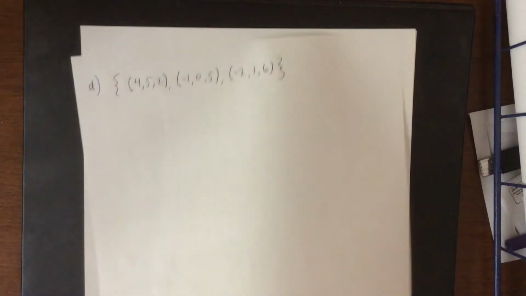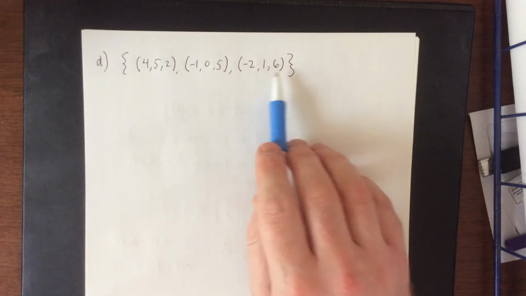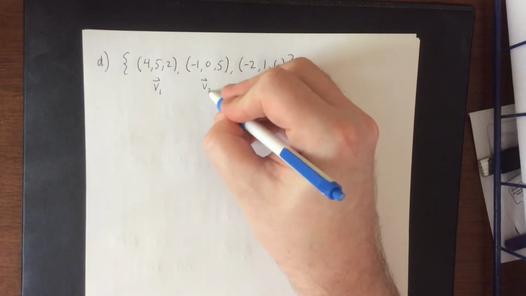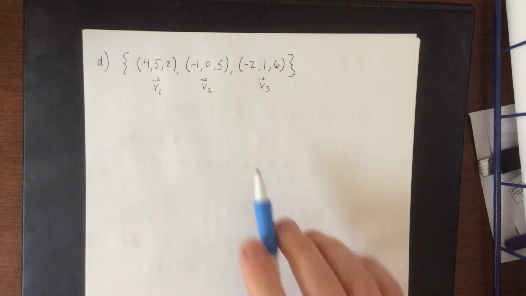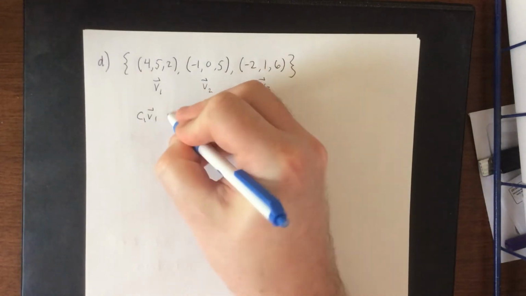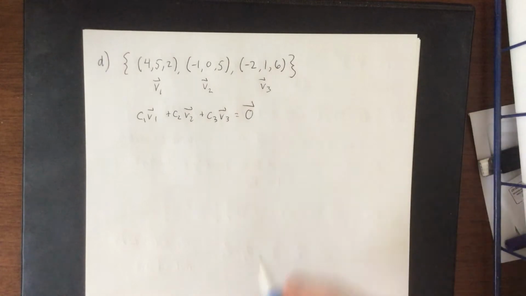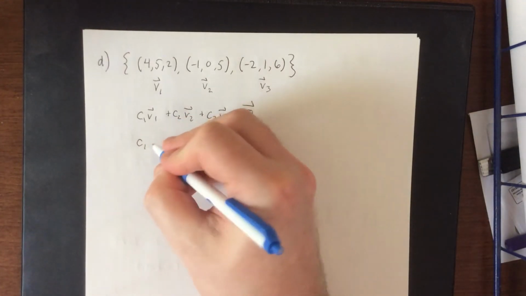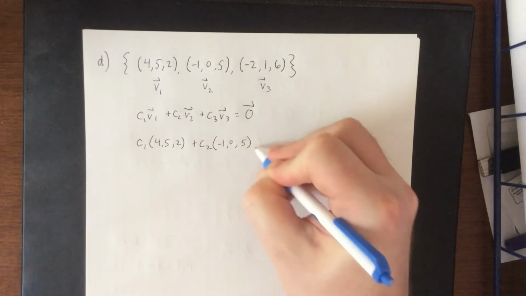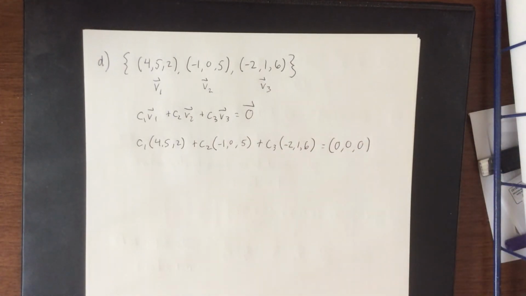Now flipping over to the other side of the page, we also have this set of vectors in R3: (4, 5, 2), (-1, 0, 5), and (-2, 1, 6). With that in mind, we do have the magic number, and I don't believe that any of these is a scalar multiple of the other. So as a result, what I'm going to do is set up a linear combination of these, and we're going to see if this is a linearly independent set. We'll do C1v1 plus C2v2 plus C3v3 is equal to the 0 vector, and that'll test for linear independence. So we'll be setting up C1 times the vector (4, 5, 2) plus C2 times the vector (-1, 0, 5) plus C3 times the vector (-2, 1, 6), and setting that equal to the 0 vector (0, 0, 0).